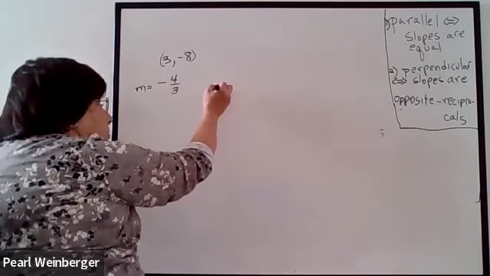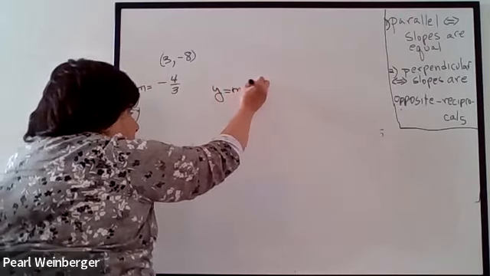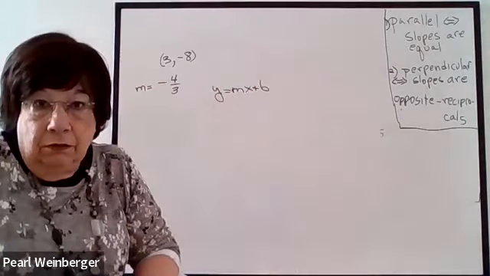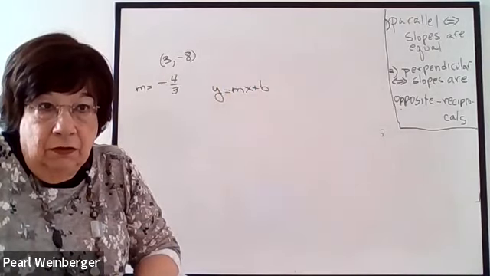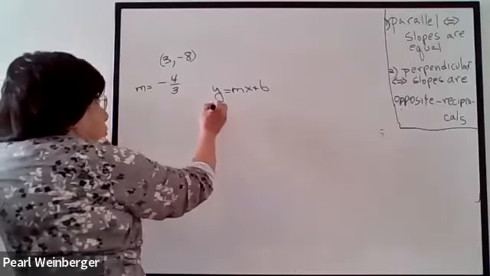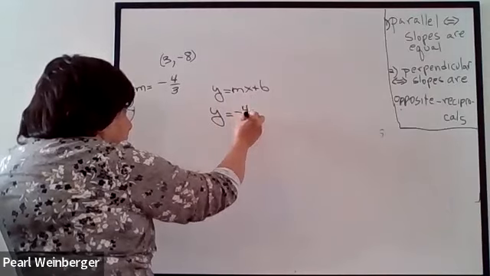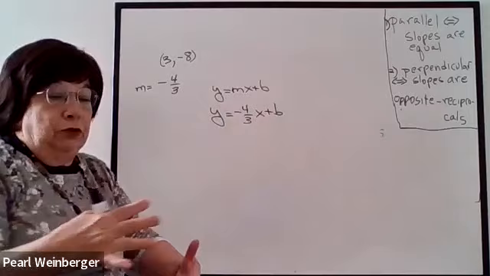Again, our equation is y equals mx plus b. Do we know what the m is? Naya? Yes, it's -4/3, right? Right, so my equation right away is y equals -4/3 x plus b.